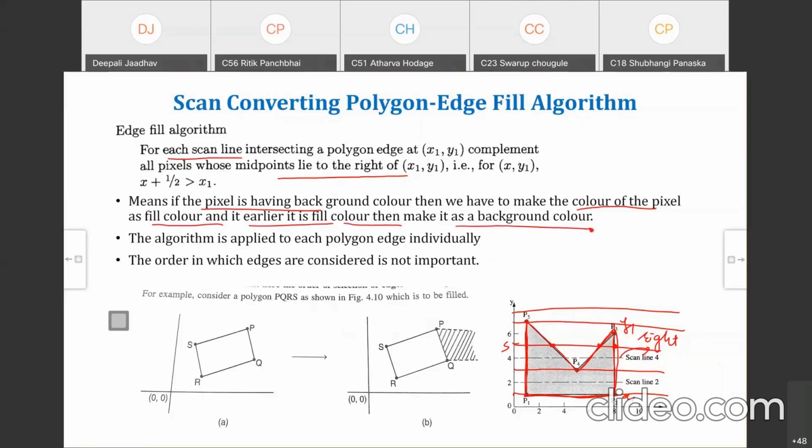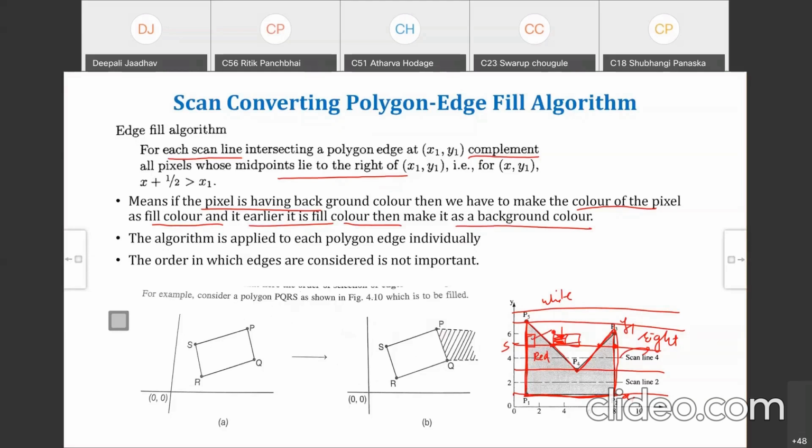Consider white and red: the polygon is in red and the background is in white. Here we need to complement. Complement means if the pixel is in background color, fill it with the polygon color. If the pixel is in polygon color, fill it with the background color. Suppose this is a pixel in background color, then fill it with the polygon color. If this pixel is in the polygon color, fill it with the background color, that is white. In this way, the algorithm works.